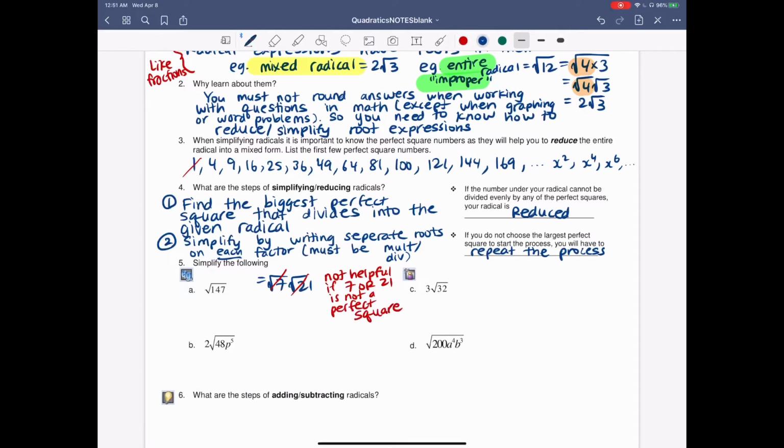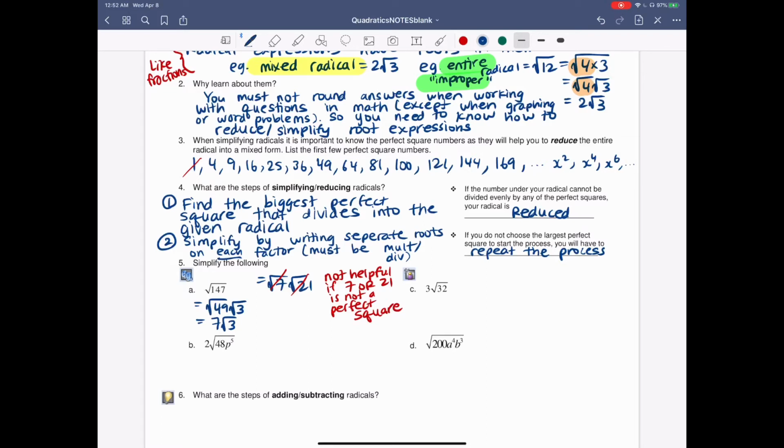So square root of 147, you have to go back to the list, try to divide it by 4, 9, 16, etc., and then you should stop at a certain number. In my case, I got square root of 49 and square root of 3 to work out, because 49 times 3 does equal 147. Well, how does that help us? Square root of 49 is 7. So as a mixed radical, the answer is 7 square root 3.